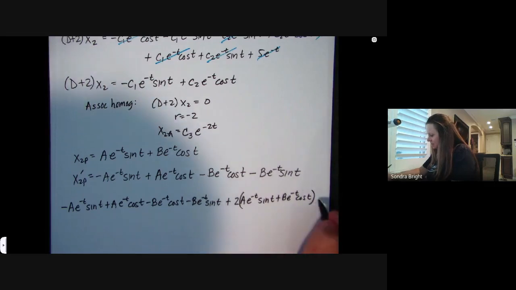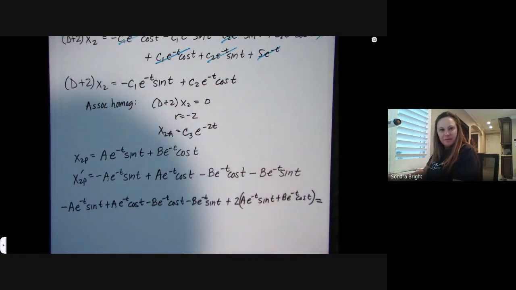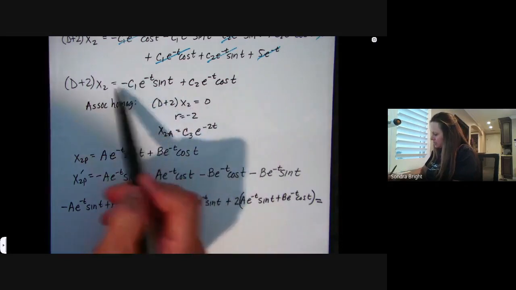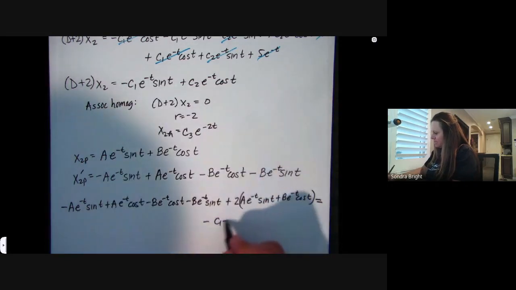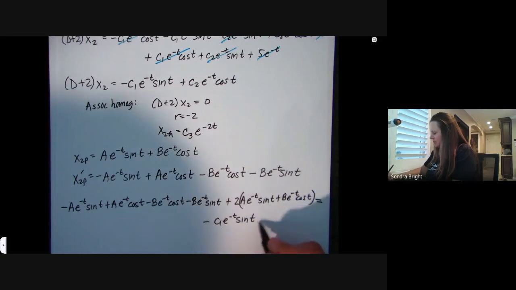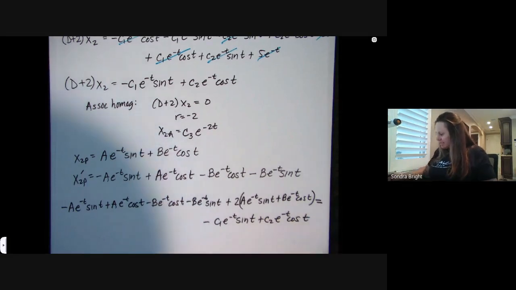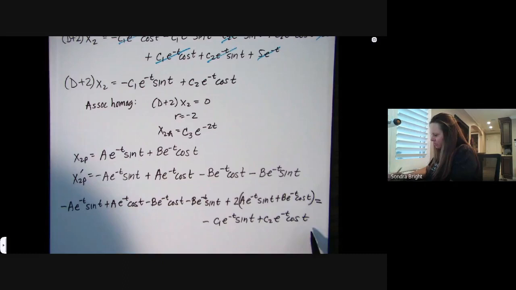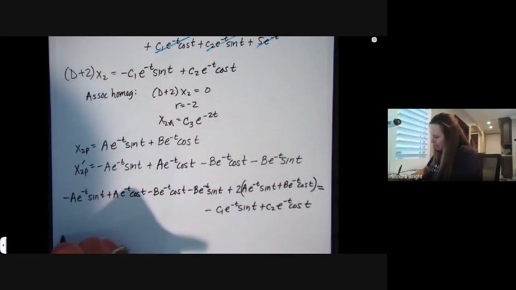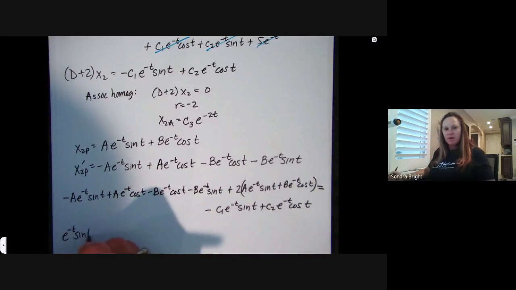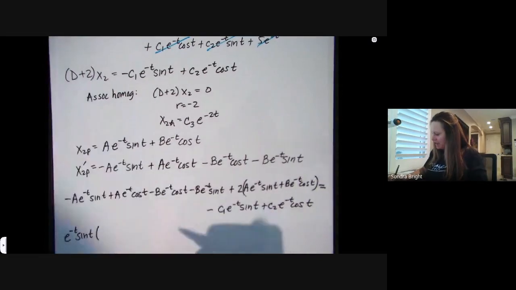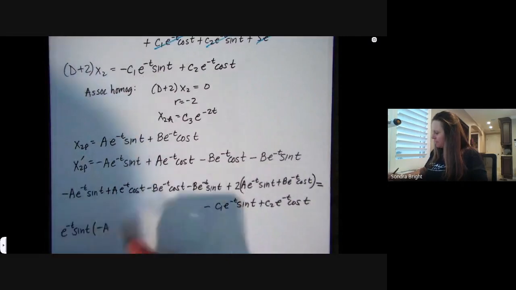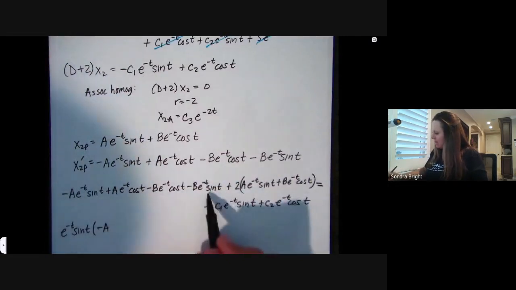Okay, now, this is equal to this guy here. So it's equal to negative c1 e to the negative t sine of t plus c2 e to the negative t cosine of t. Okay, we're going to take this left-hand side and I'm going to equate coefficients. I need e to the negative t with sine, and I need e to the negative t with cosine. So left-hand side, let's start with e to the negative t times sine of t. When I factor that out, I would be left with a negative a, right here, minus b, and a plus 2a.